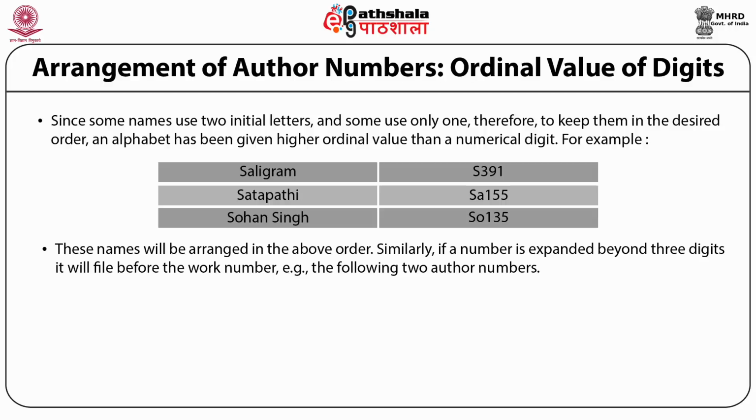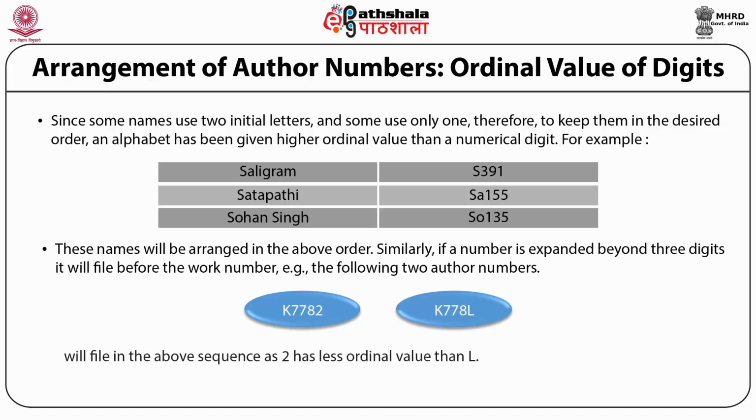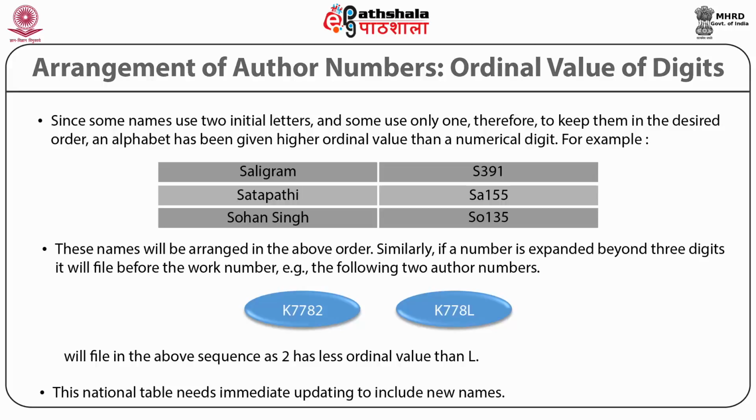Similarly, if a number is expanded beyond 3 digits, it will file together before the work number. For example, the following author numbers K7782 or K7778L will file in the above sequence as 2 has less ordinal value than L. This national table needs immediate updating to include new names.